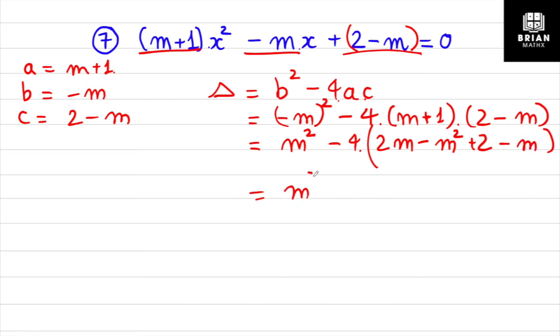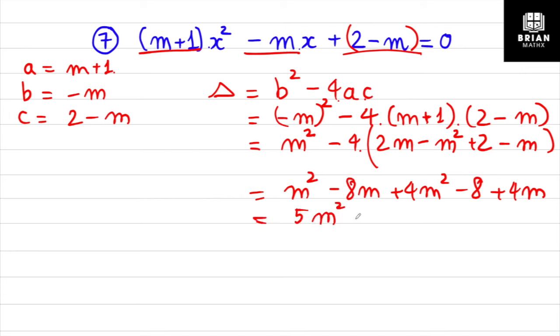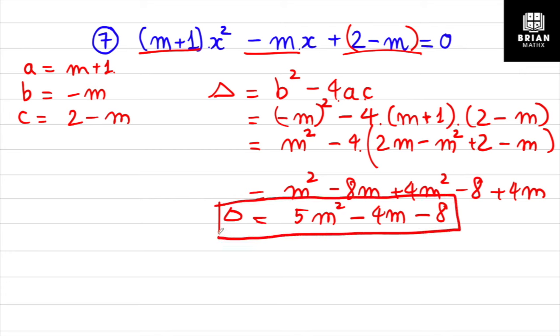So expand this one. Negative 4 will be multiplied with each term in this bracket, and then you will get negative 8m plus 4m squared, negative 8 plus 4m. And of course, simplify it, you got 5m squared, negative 4m, and negative 8. Yeah, this is the value of the discriminant. That's all. We stop at the step of finding the discriminant. We do not do it further.